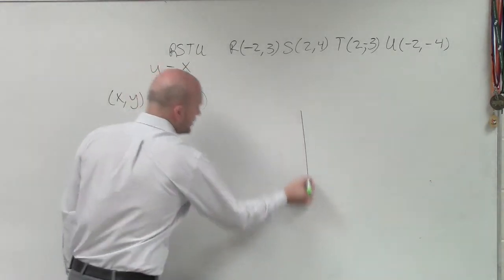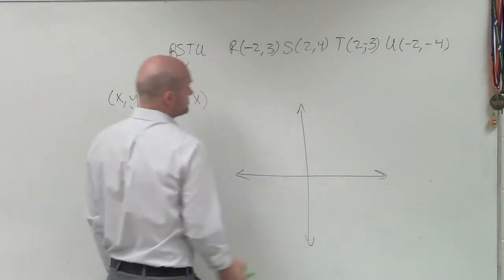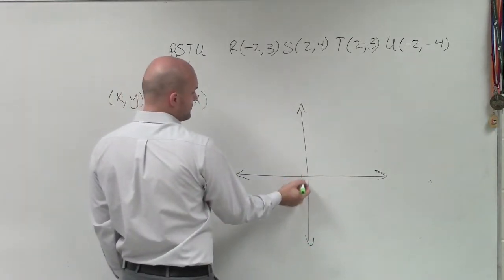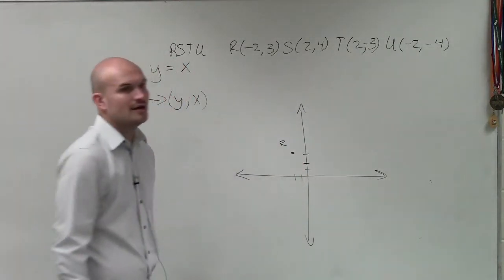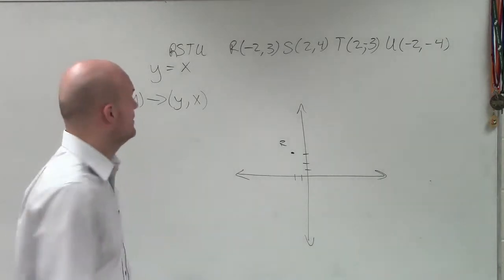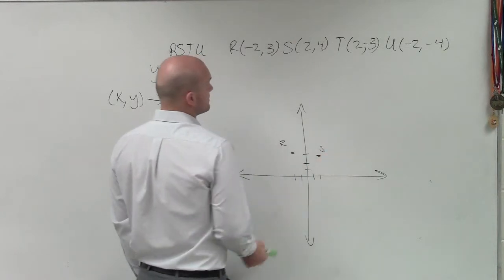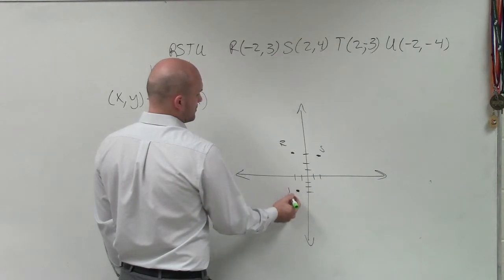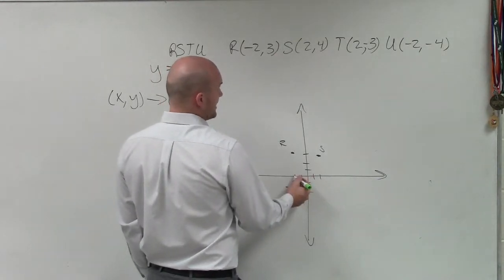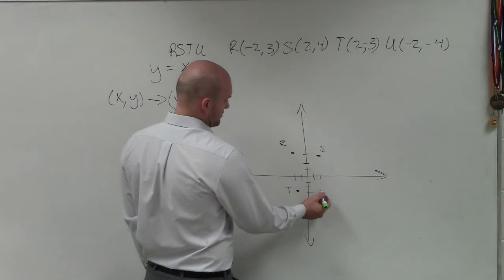So the first thing we want to do, though, is let's graph this figure. So R is negative 2, 3. 1, 2, 1, 2, 3. So since I plotted R, I label it, right? Then I do 2, 4. That is S. T, 2, negative 3. And then U, negative 2, negative 4.